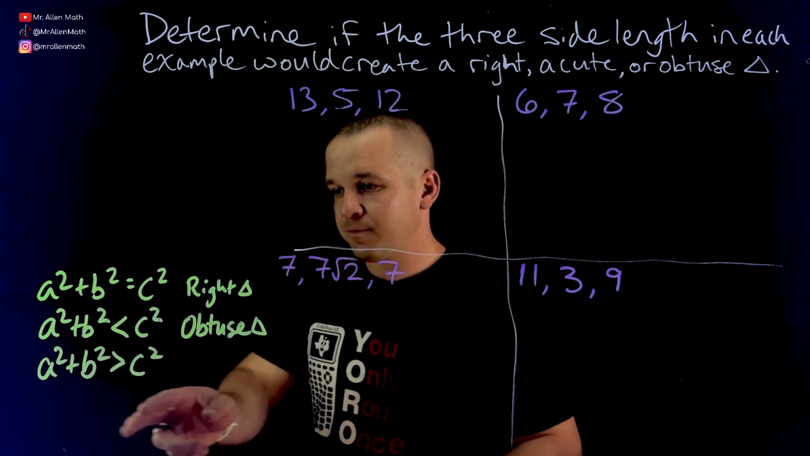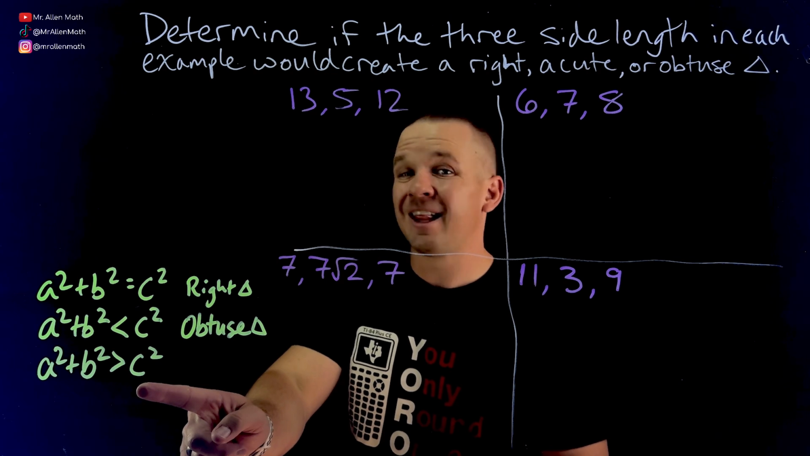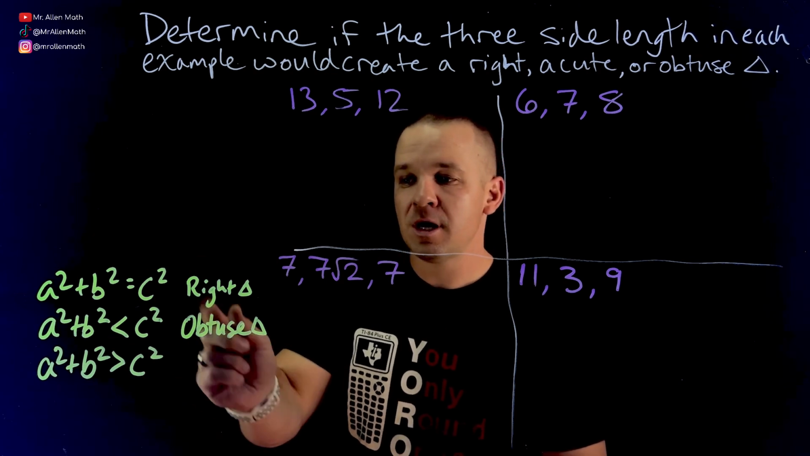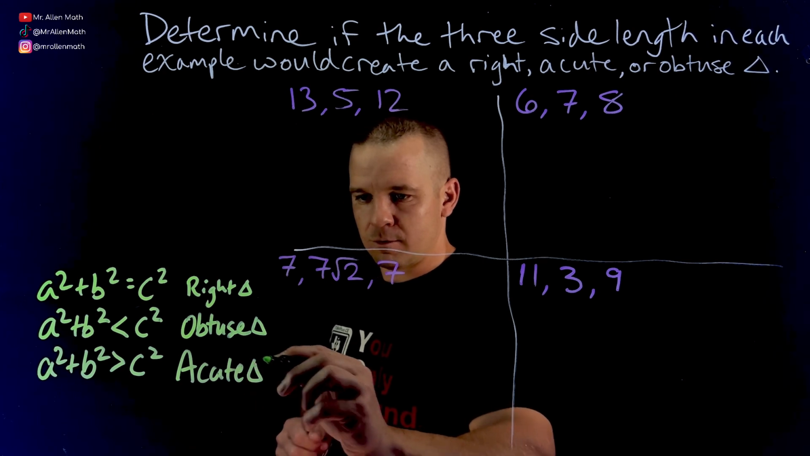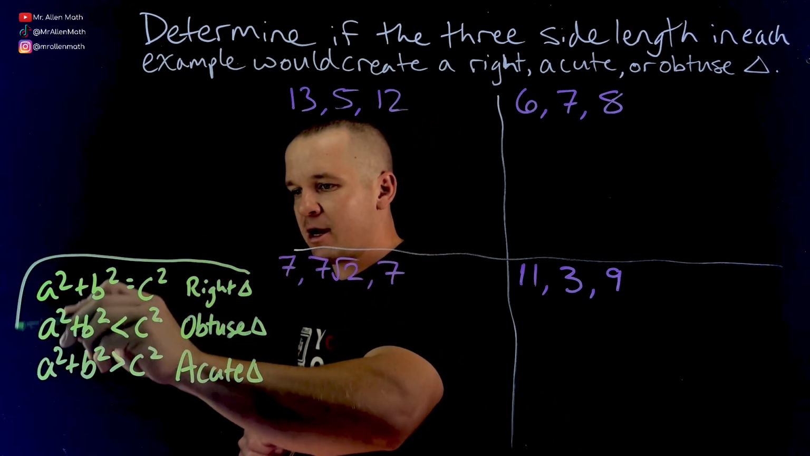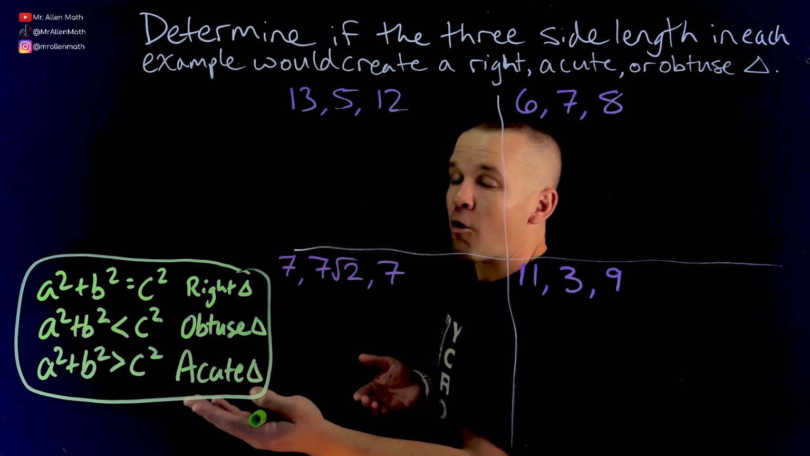In this case, a squared plus b squared is greater than c squared, or how I like to read it, c squared is less than the sum of these two. Now I have an acute triangle. Okay? So this is my Pythagorean Converse. Super duper important. Screenshot that now or write it down.